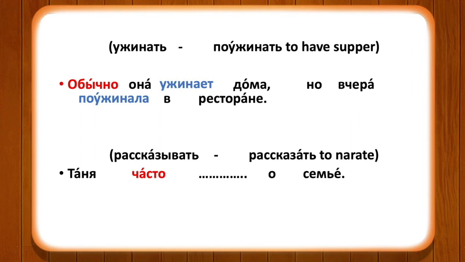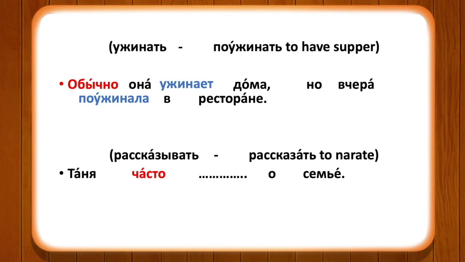Рассказывать means to narrate, to tell. Рассказывать is a verb of imperfective aspect. Рассказать is the verb of perfective aspect. Let us see which one you can use in the following sentence. Таня часто — о семье. Семья is family, о семье about family. Часто is an adverb which means often.